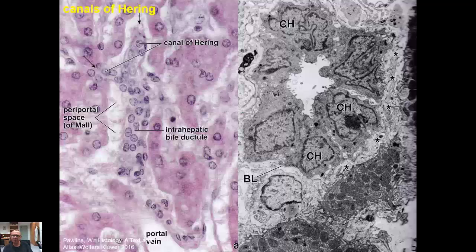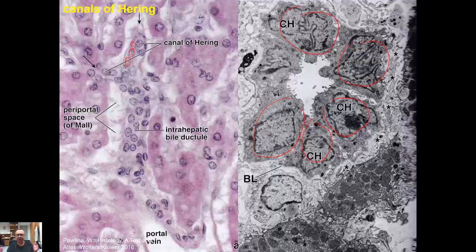Here is a section of a canal of Hering. You can see the smallest bile duct having its epithelial lining. Epithelial cells are here still very small, squamous or cuboidal, and they are called cholangiocytes. Here the right picture shows an electron micrograph. You can see really a tube composed of, in this case, almost cuboidal cholangiocytes.